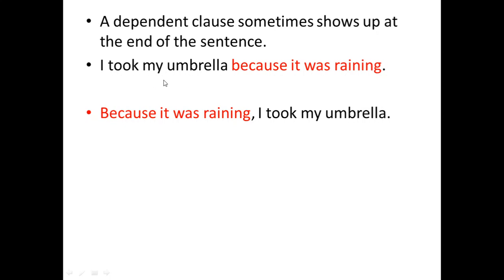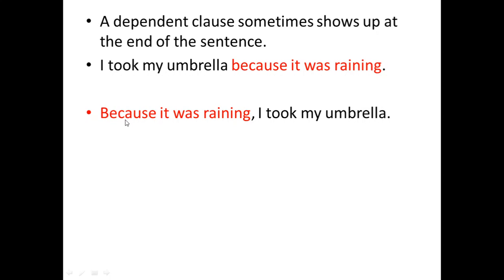So I took my umbrella. This is an independent clause. Easy as that. Because it was raining, so if we just removed the other clause, does it give a complete meaning? No, I don't think so. Because it was raining, so what? What did you do? We don't know, so this is a dependent clause. It depends on the independent clause. This is incomplete. So here, this point was about a dependent clause sometimes showing up at the end. There you go.